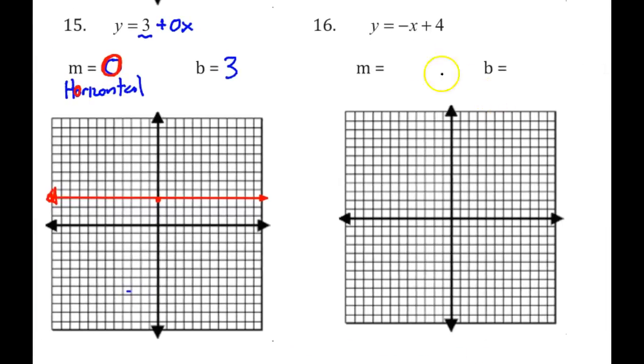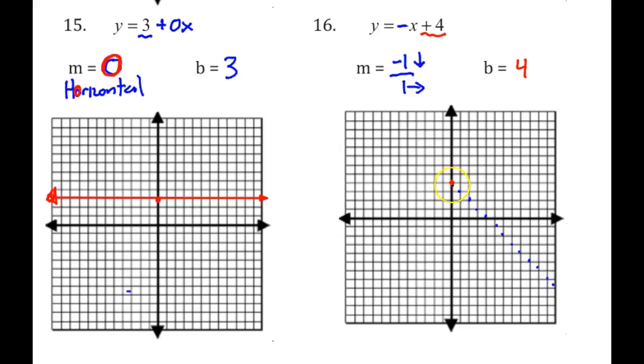And lastly, what number is in front of the x here? Right, you just see a negative sign, which stands for negative 1, which can be written as a fraction, negative 1 over 1. So that's going to be a down 1, right 1. And our y-intercept is the number by itself, which is, again, 4. So let's start at 4. 1, 2, 3, 4. And go down 1 and right 1. So down 1, right 1, which is just corner to corner.